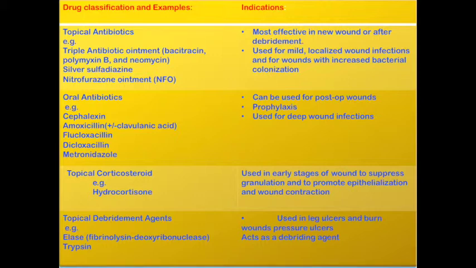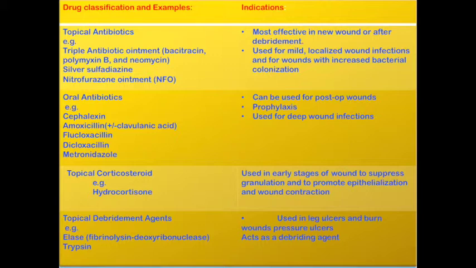Corticosteroids act as a granulation tissue suppressing agent. This is used in the initial stages of wound formation as it suppresses the granulation formation in the wound, which therefore promotes epithelialization and contracture of the wound. Enzymes for wound debridement. Enzymes such as trypsin and elase are commonly used for pressure ulcers, burn wounds and venous ulcers. They debride granulation and necrotic tissue in wounds.